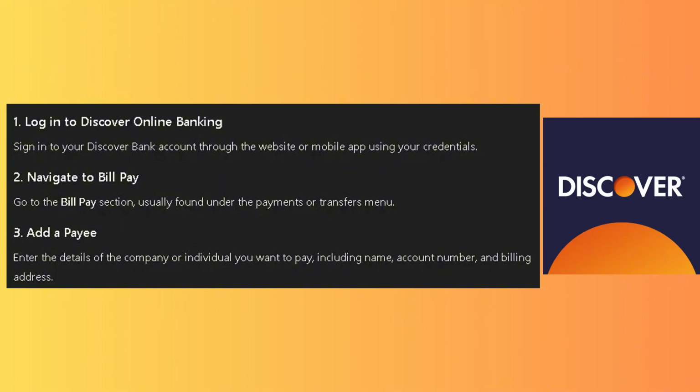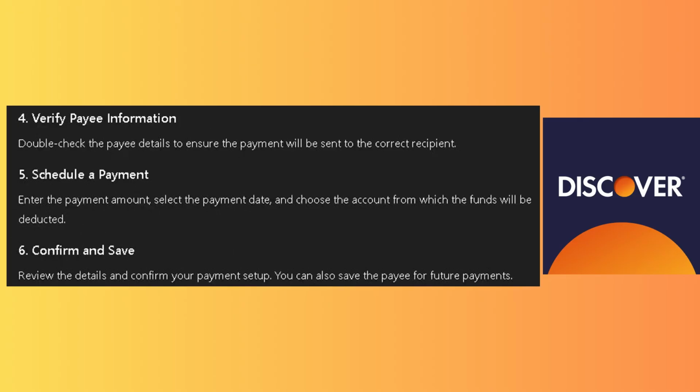Add a payee. Enter details of a company or individual you want to pay. This can include names, account numbers or billing address. Verify payee information. Double check the payee details to ensure the payment will be sent to the correct recipient. Schedule a payment. Enter the payment amount and select the payment date, then choose the account from which you want the funds to be deducted.